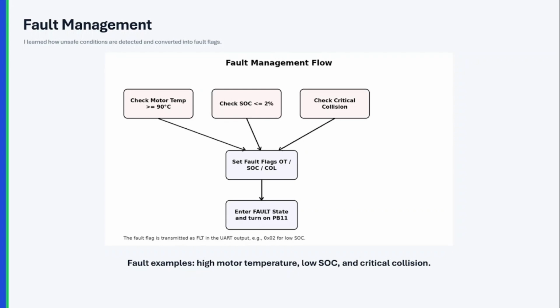The vehicle then enters the fault state and the warning output is activated. We can see that if the motor temperature is greater than or equal to 90 degrees Celsius, or SOC is less than or equal to 2%, or of course a critical collision, the fault occurs and the vehicle enters the fault state and turns on PB11.